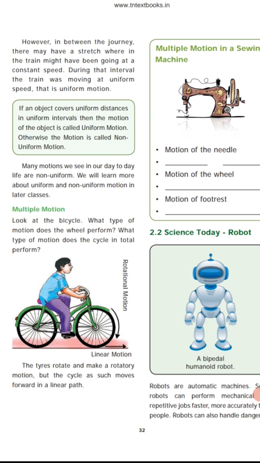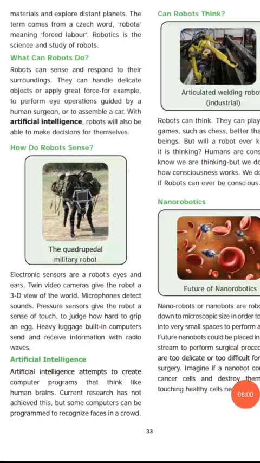How do robots sense? Electronic sensors are robotic eyes and ears. Twin video cameras give the robots a 3D view of the world. Microphones detect sounds, and pressure sensors give the robot a sense of touch to judge how hard to grip an egg or heavy luggage. Next one, artificial intelligence of robots. Artificial intelligence attempts to create computer programs that think like human brains.